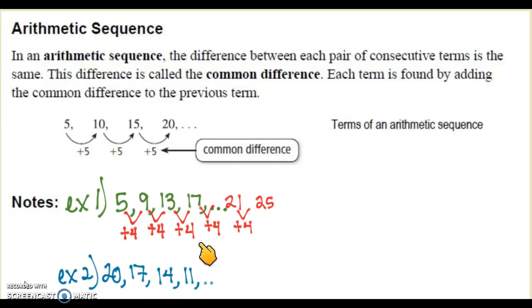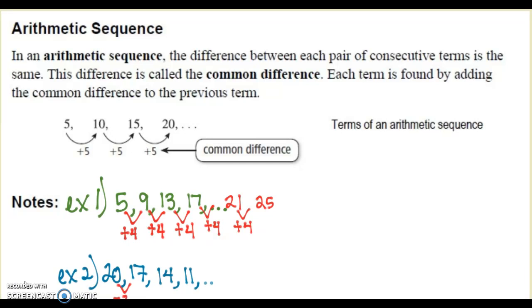So let's look at our second example. We're starting with the number 20. That's our first term. The second term is 17, then 14, then 11. And since we are decreasing in value, now our common difference is going to be a negative number. In this case, we look at what can we subtract. So what can I take away or subtract from 20 to get to 17? And that number is going to be 3.